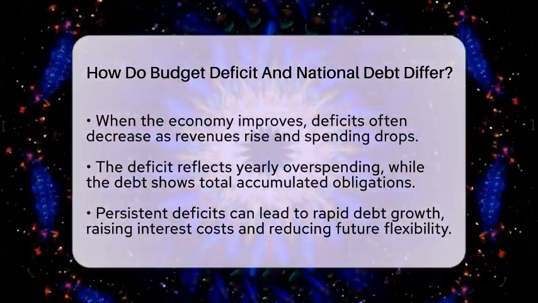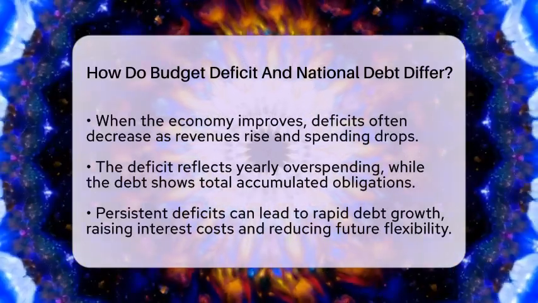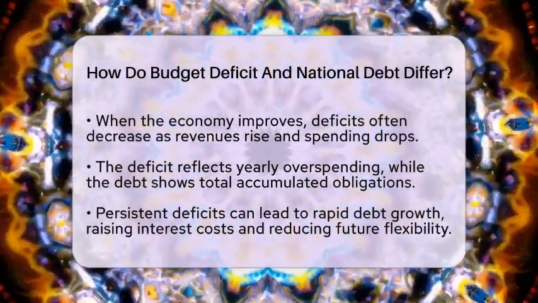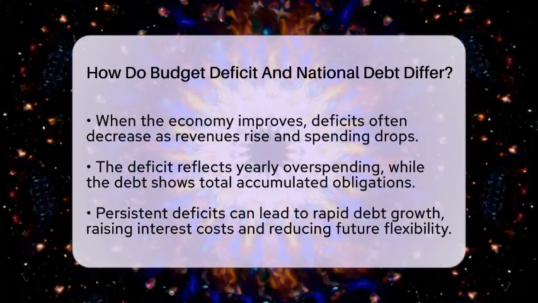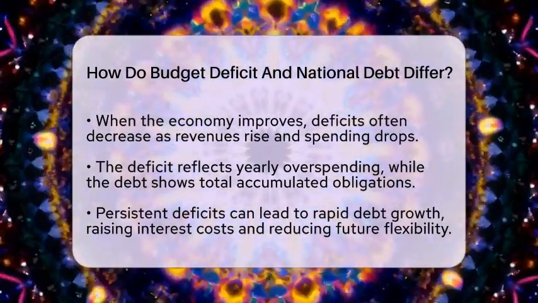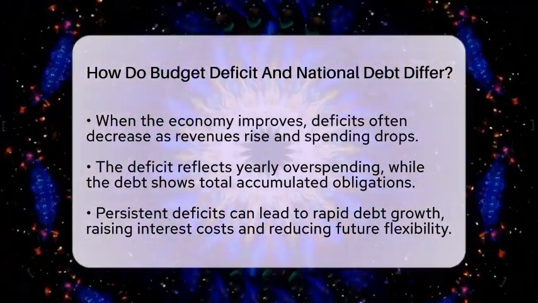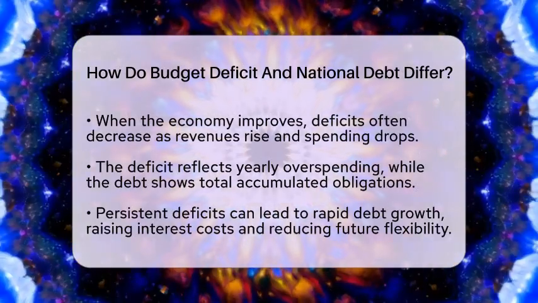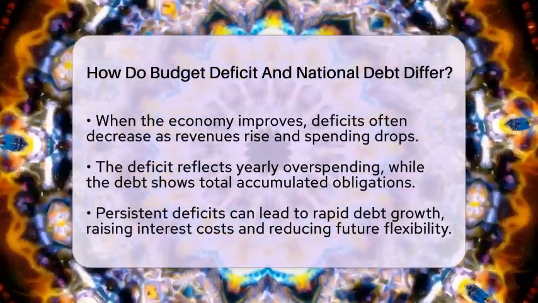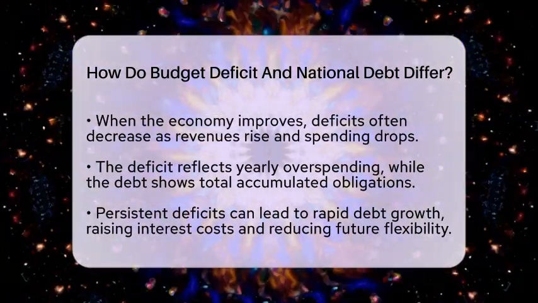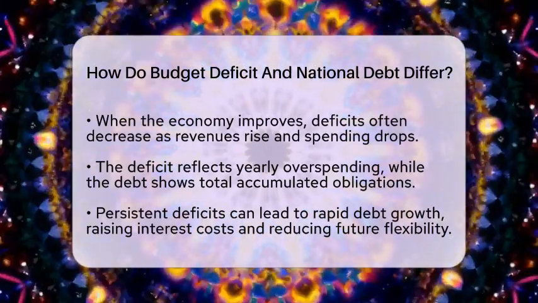From a fiscal policy point of view, the deficit measures how much the government is overspending in one year. The national debt shows the overall financial obligation accumulated over many years. Large and persistent deficits can cause the debt to grow rapidly, which might lead to higher interest payments and less flexibility for future spending.